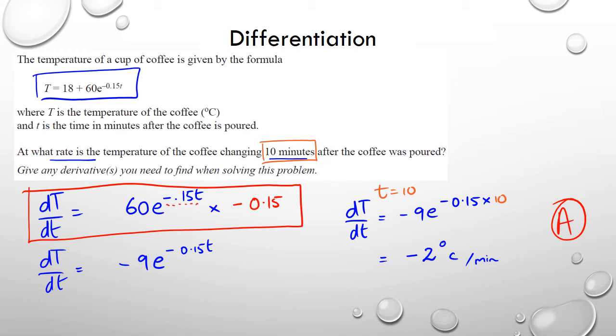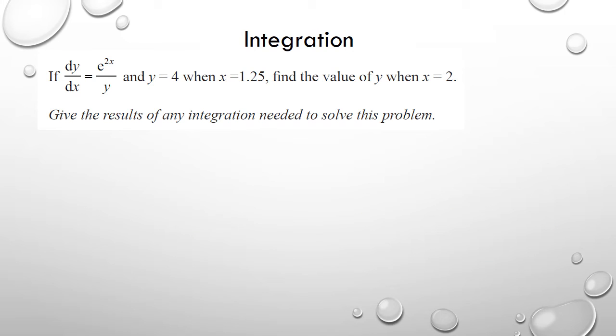Okay, should we go to integration? All right, so with integration, you've got dy/dx is this. When y equals 4, x is this. Find the value of y when x equals 2. So the first thing you want to do in this question is cross multiply and actually integrate.